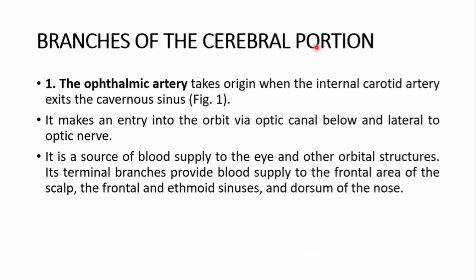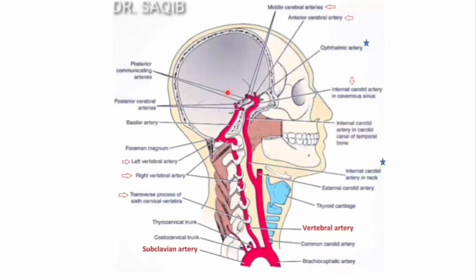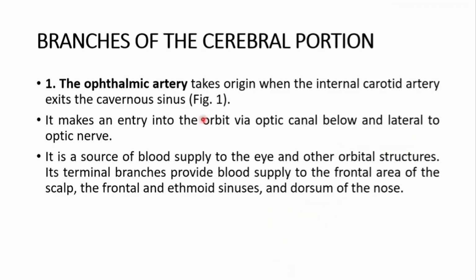Now the branches of the cerebral portion of the internal carotid artery. Number one is the ophthalmic artery, which takes origin when the internal carotid artery exits the cavernous sinus. Here you could see this is the ophthalmic artery label, and this is the ophthalmic artery. It enters the orbit via the optic canal, below and lateral to the optic nerve. It is the source of blood supply to the eye and other orbital structures. Its terminal branches provide blood supply to the frontal area of the scalp, the frontal and ethmoidal sinuses, and some of the nerves.